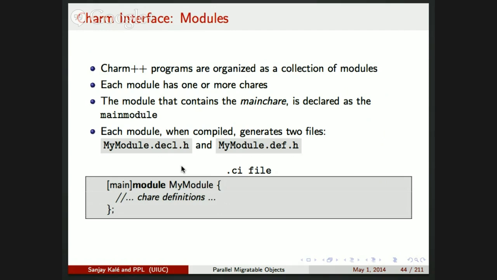So, more details on the interface file, which we very briefly touched on before. Charm programs are organized as a collection of modules. Each module has one or more chares, so you can define whatever chares you need in each particular module. The module that contains the main chare is declared the main module. Whenever you compile a module, you end up with a pair of header files, decl.h and def.h, and those just need to be included in certain ways in your actual C++ header and C files. That's what contains all the auto-generated code that allows you to do things like remote method invocation and addressing chares via proxies.